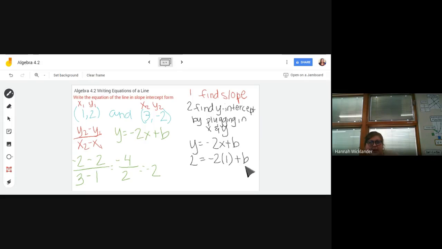Now I'm just left with b, so I'm going to solve. Negative 2 times 1 gives me negative 2. Bring down my 2 plus b. Now I'm going to move the negative 2 over to the other side to get b by itself. 2 plus 2 gives me 4. These will cancel, and I'm left with b. So b equals 4. So now I can come back to this equation and plug in 4 for b. So I have y equals negative 2x plus 4 as my equation.